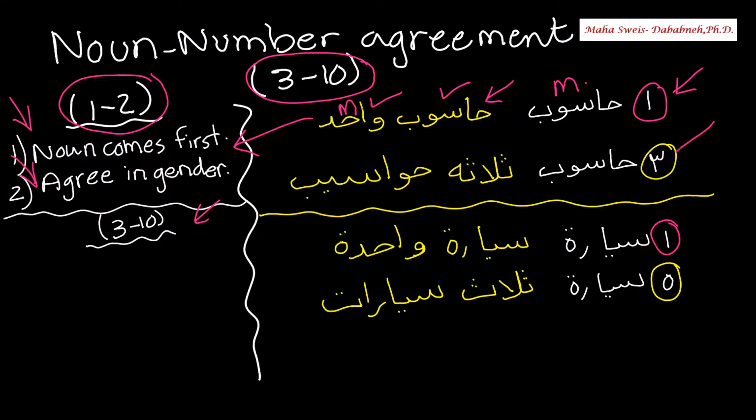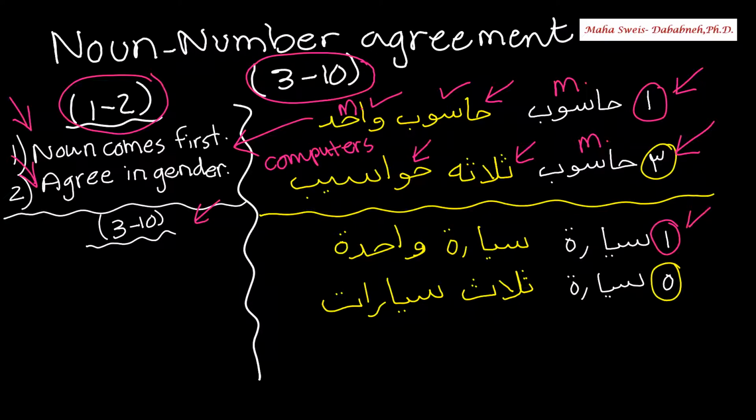Now, I want to do the same example, but 3 instead of 1. Thalathat. Now Hasub is masculine, remember that. Thalathat hawasib, computers. I will provide you with the plurals until we start learning about plurals, which is a few videos from now, where I will introduce plurals. But for now, I will provide you with all the plurals. So again, we say thalathat hawasib.